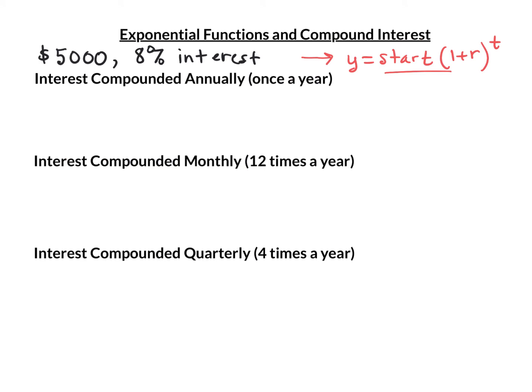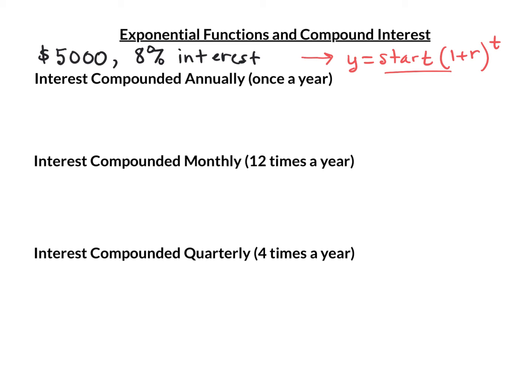We're going to take a look at 3 types of compound interest. Annually, which is what we've already done, based on once a year. Monthly, this is the way it works in your savings account at your bank. 12 times a year, money gets added to your account. And quarterly, which is 4 times a year, every 3 months. Stocks pay dividends quarterly.